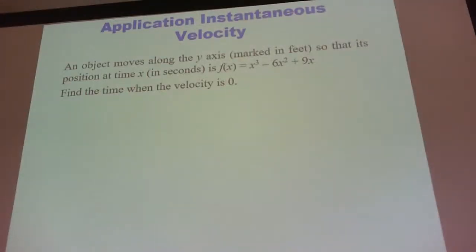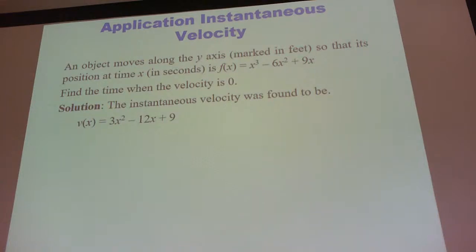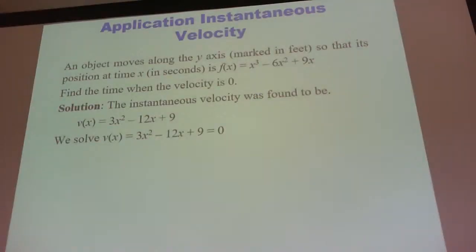So, find the time when the velocity is 0. Okay? So, there's the velocity. Set it equal to 0. And we're going to do this together.